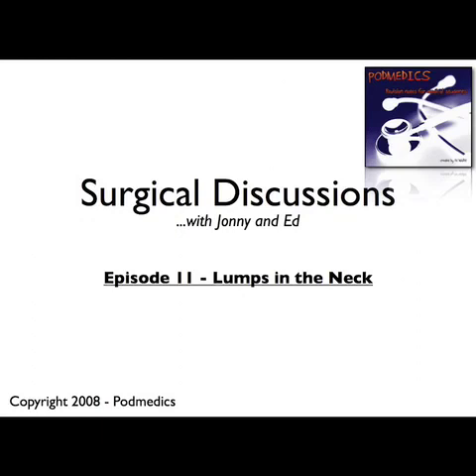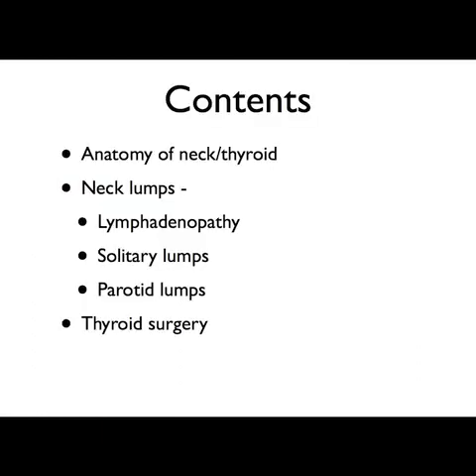During this podcast, we're going to have a look at lumps in the neck. Specifically, we're going to consider the anatomy of the neck and the thyroid. We're then going to look at different sorts of neck lumps, have a look at lymphadenopathy, consider solitary lumps, parotid lumps, and lumps in other salivary glands, and finally talk a little bit about surgical aspects of thyroid disease.